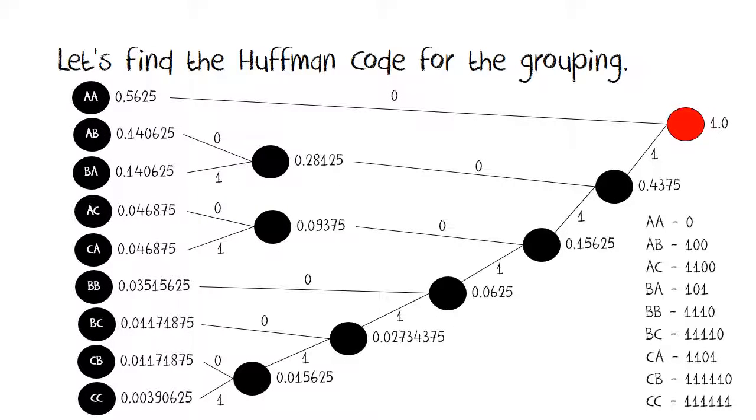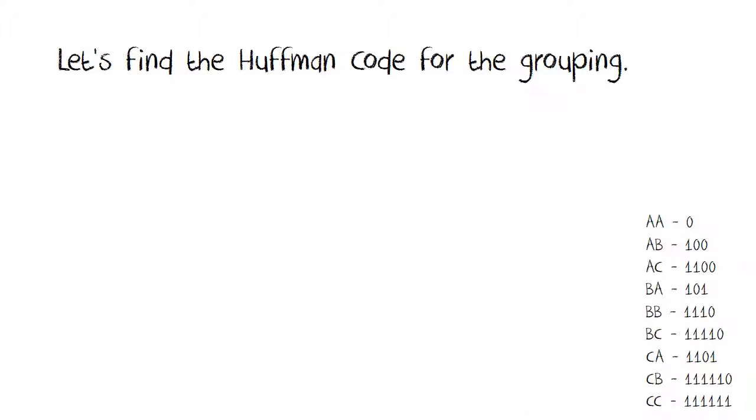Here's the resulting Huffman code tree that I got for the group symbols. You can also see the Huffman code for each of the symbols in the bottom right corner. Let's now try to find the average code length for the group symbols. To do this, we need to look at the symbol probability table.